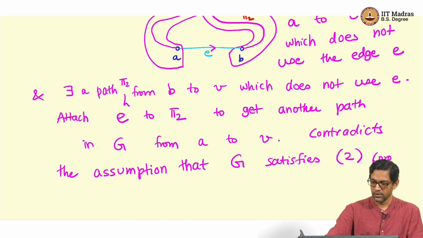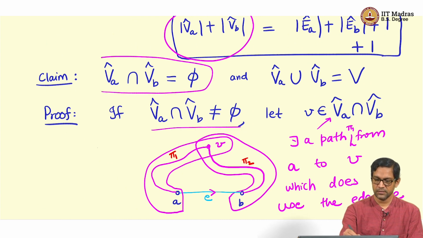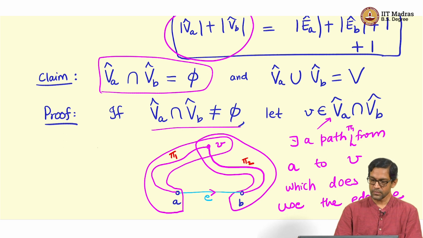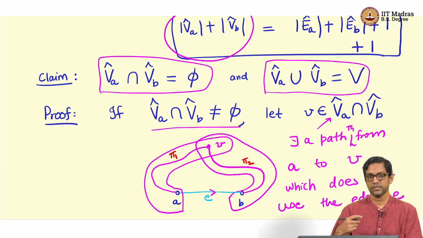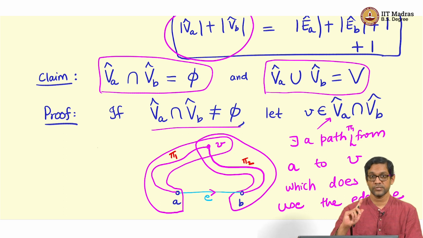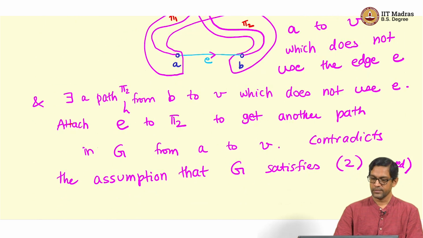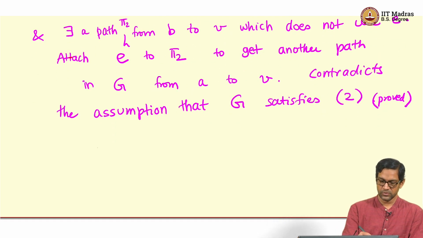So, therefore, we proved the first part of the claim, right. So, what is the first part of the claim? That the intersection of these two is empty. Let us prove the second part of the claim. Why is it true that the union is every vertex? In other words, given any vertex V, why is it true that there is either a path from A to that vertex or a path from B to that vertex which does not involve the edge E? Okay. So, the proof is almost the same.